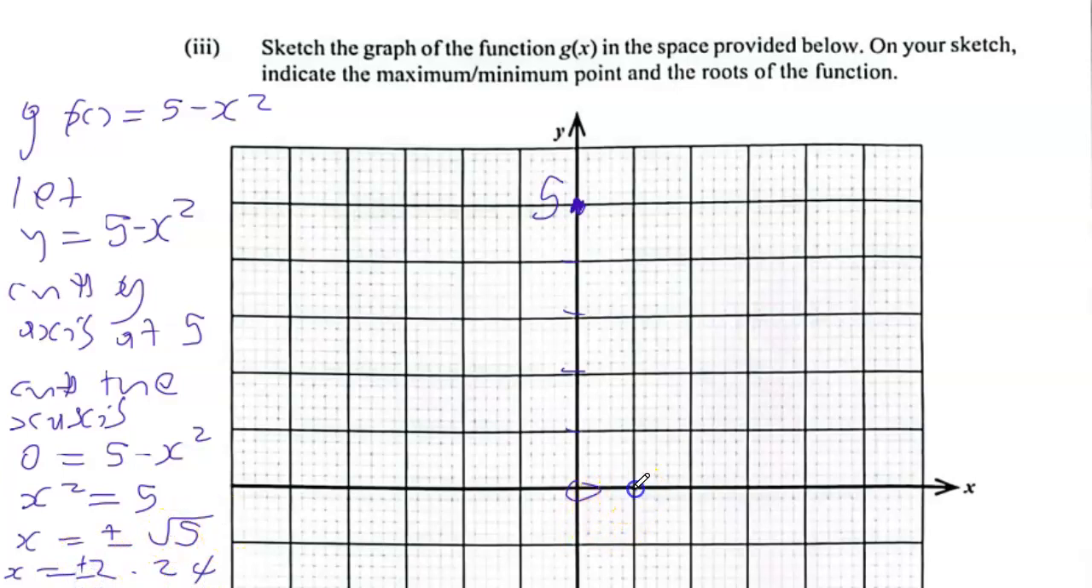So using this, this is 1, this is 2, this is 3. So 2.24 would be somewhere about there. And the negative section would be, so this is negative 1, negative 2, negative 3, so negative 2.24 is somewhere there. So that would be where the graph cuts the x-axis, or the roots. So of course that would be your graph, right?